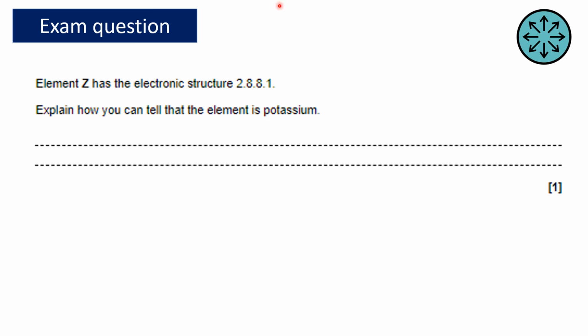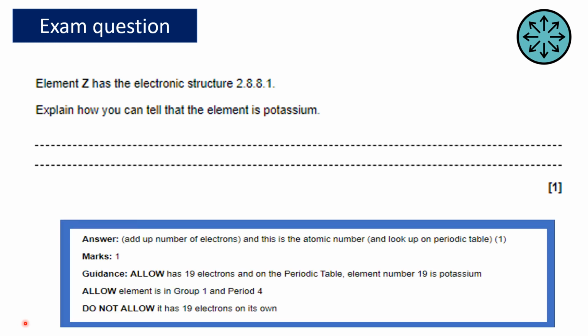Okay, so element Z has the electronic structure 2881. Explain how you can tell that the element is potassium. Well, they allowed a couple of options here. So the answer they were hoping for is that you add up the number of electrons, and this is the atomic number, and you look on the periodic table to get potassium. But look at the allowance. Allow has 19 electrons, and on the periodic table, element number 19 is potassium. So you're making that connection.